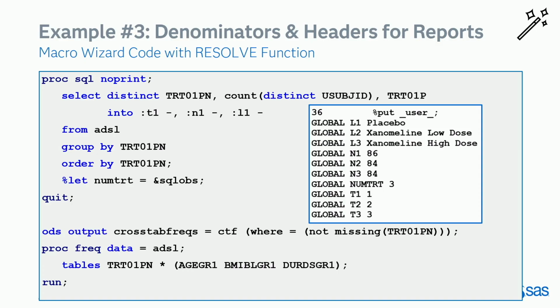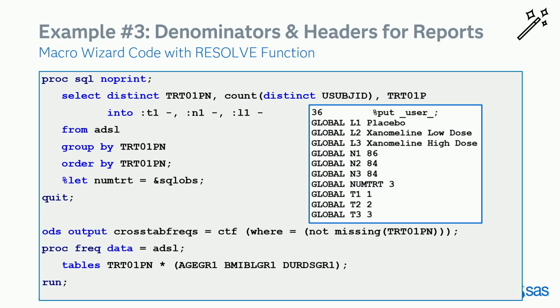So rather than doing a proc freq and then merging that proc freq in with our cross tabulations, we're just going to do a cross tabulation, and we're now going to use the macro variables from the macro variable list to start creating all of our other information needed for our report.